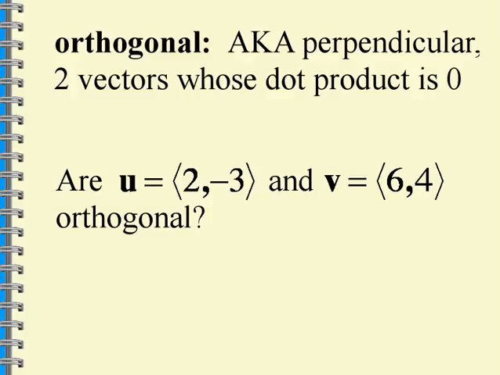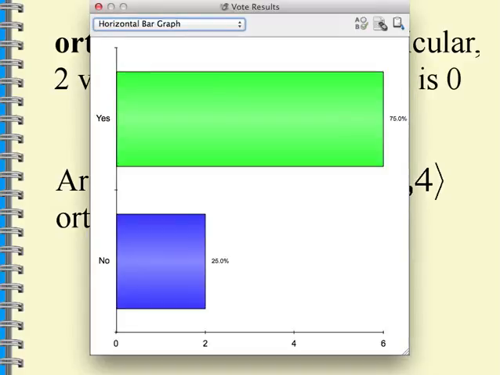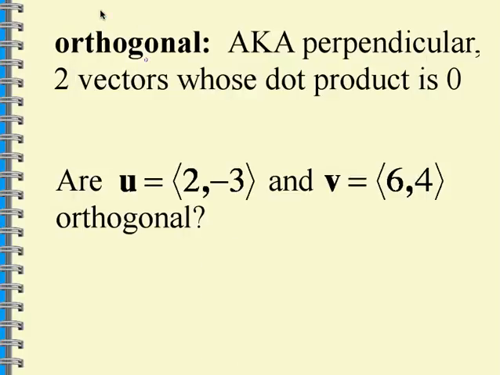Are U and V orthogonal? Yes or no? And the answer is yes, because if you calculate their dot product, you get 2 times 6, which is 12. If you add that to negative 3 times 4, you get negative 12. So in fact, the dot product is 0. So they are orthogonal, and you would know right away that those two vectors are perpendicular.